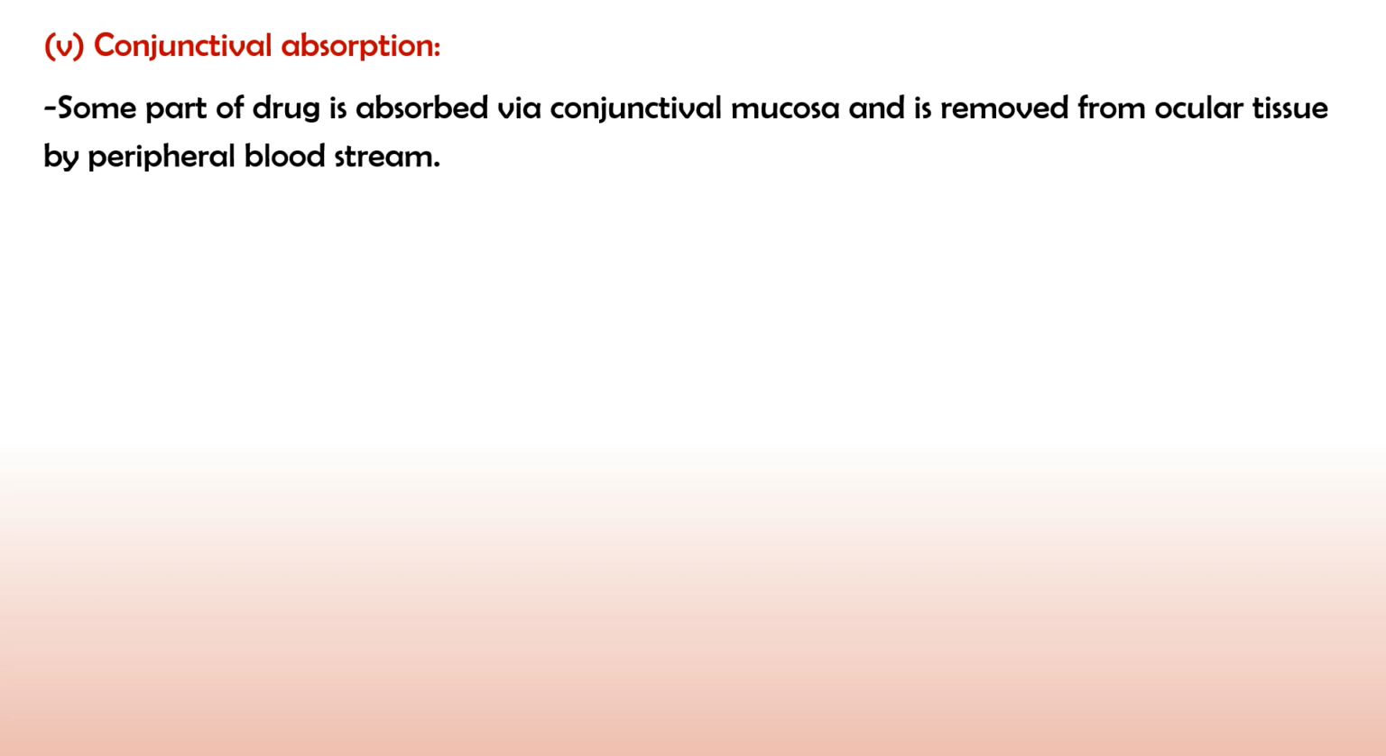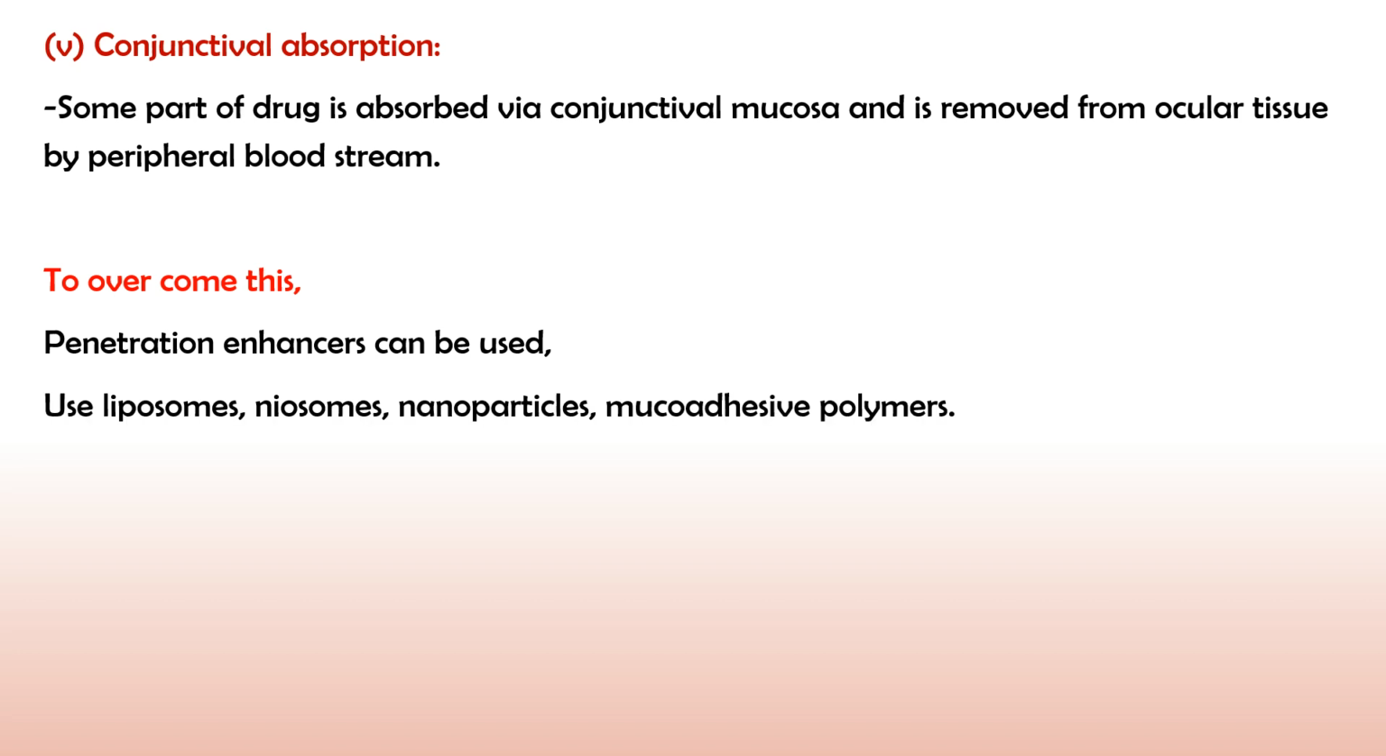Now the next barrier is conjunctival absorption. As I have already told you, conjunctiva is very rich, or we can say highly vascularized. So the drug from your conjunctiva goes into those capillaries and becomes available in the peripheral blood system. We can overcome this by using penetration enhancers or use of liposomes, niosomes, nanoparticles, mucoadhesive polymers.